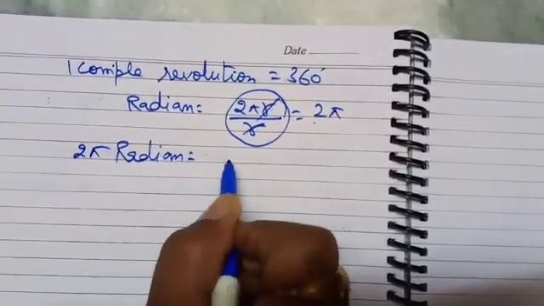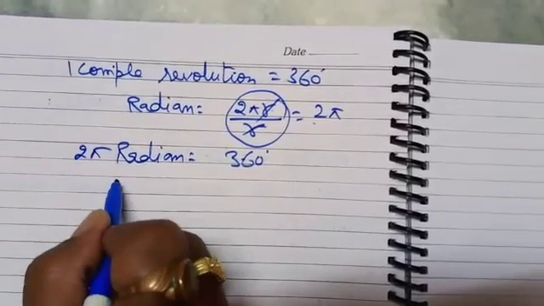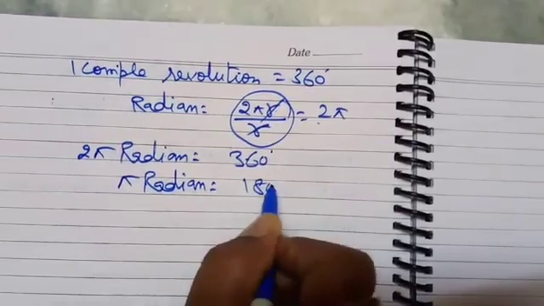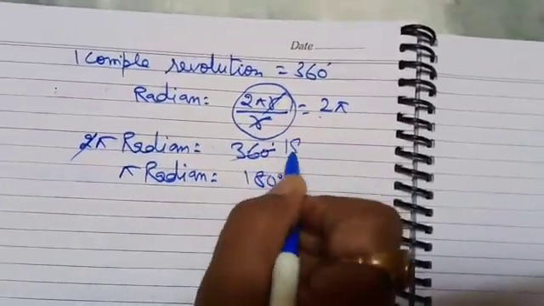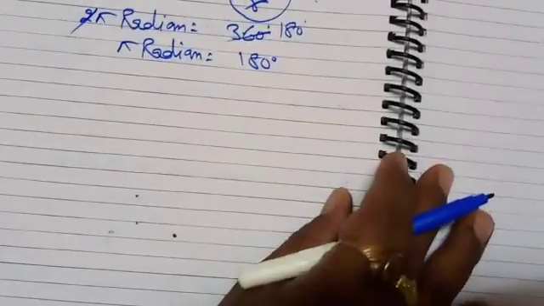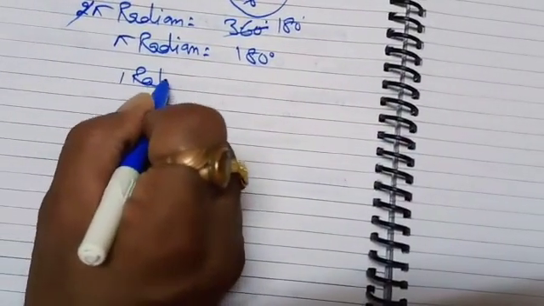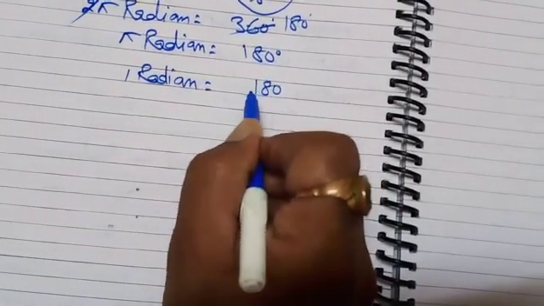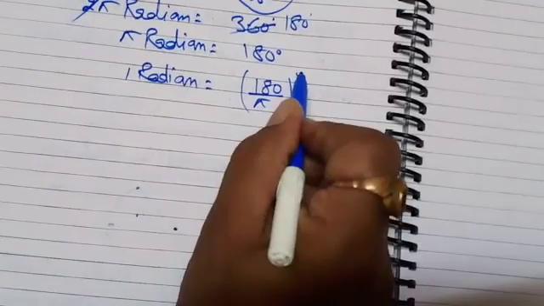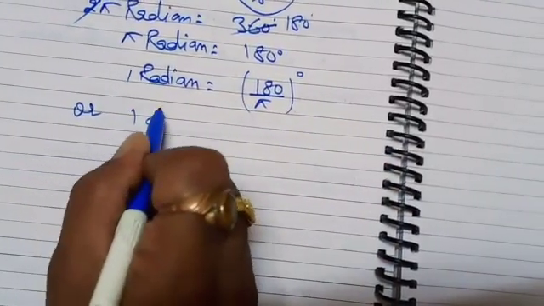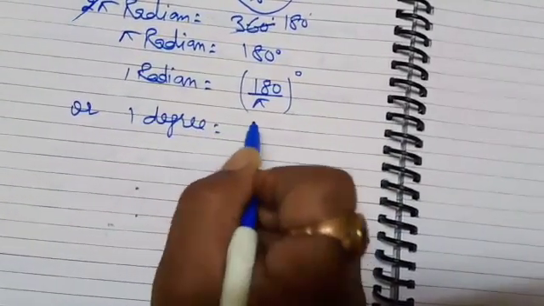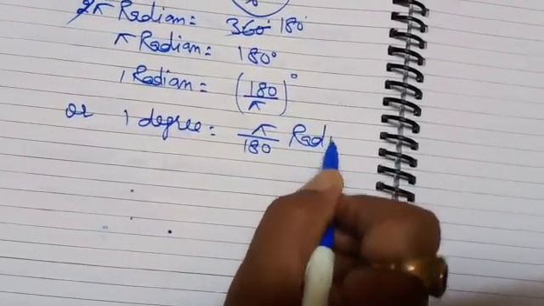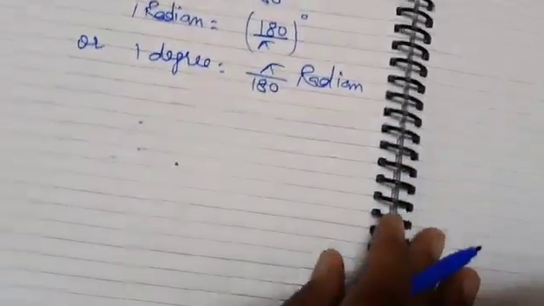Therefore 2 pi radians must be equal to 360 degrees, then pi radians is equal to 180 degrees. The 2 and this 360 cancel, giving 180. So 1 radian is equal to 180 over pi degrees, or 1 degree is equal to pi by 180 radians. And we can take some questions on the basis of this.